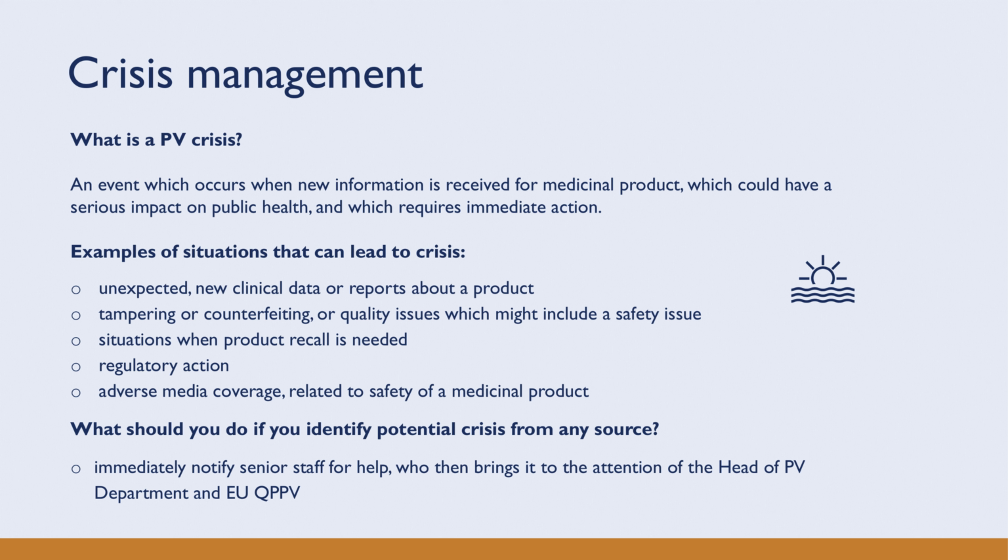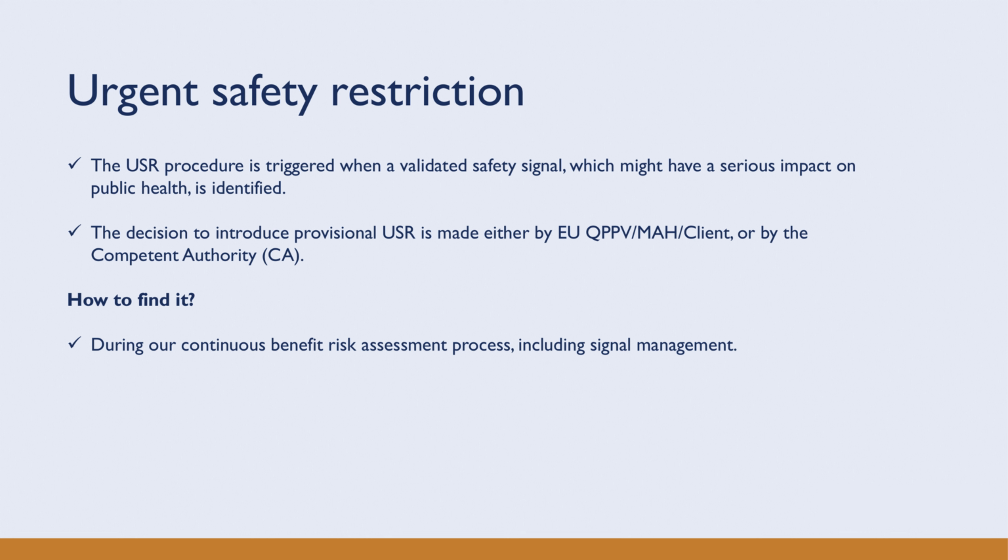Urgent safety restriction. Urgent safety restrictions, USRs, are triggered by validated safety signals that may have a serious impact on public health. The decision to implement a provisional USR can be made by the EU QPPV, the marketing authorization holder, the client, or the competent authority. USRs are identified during continuous benefit-risk assessments, including signal management. This process ensures that necessary actions are taken promptly to protect public health, highlighting the importance of vigilant and proactive pharmacovigilance practices.